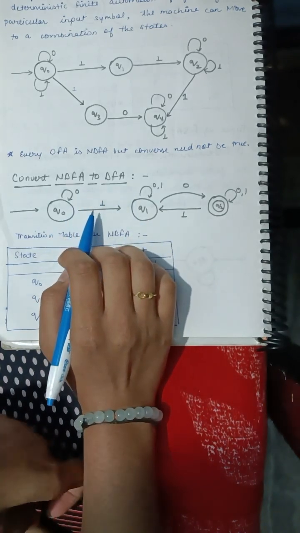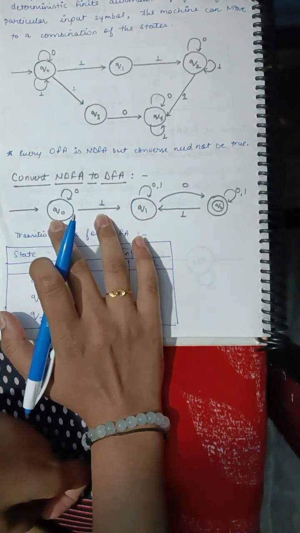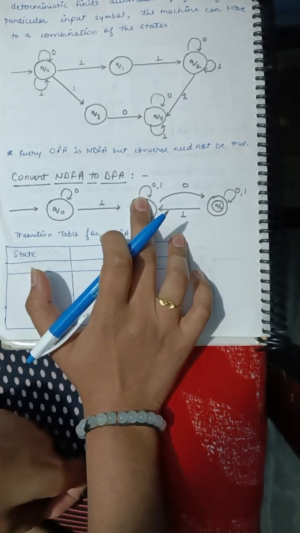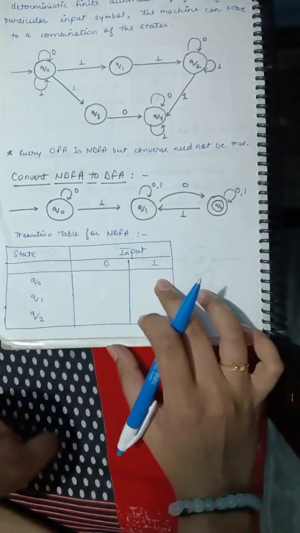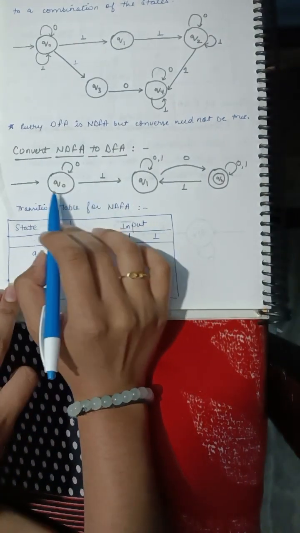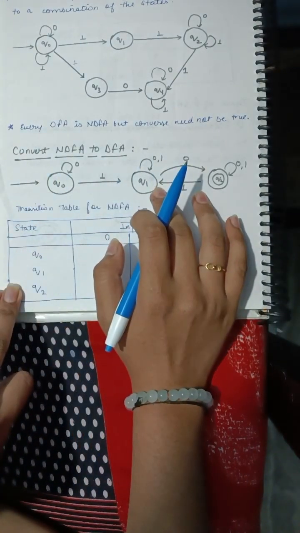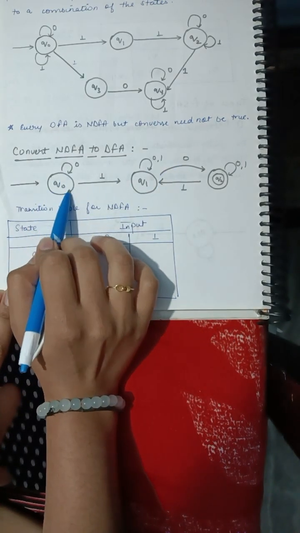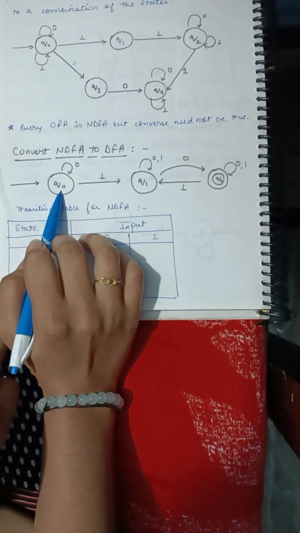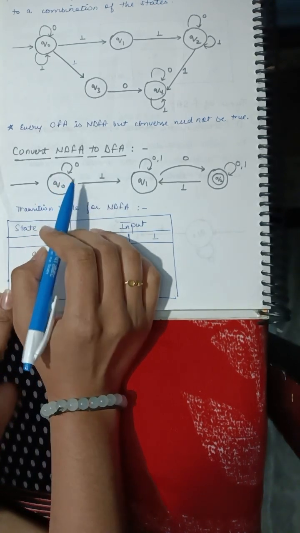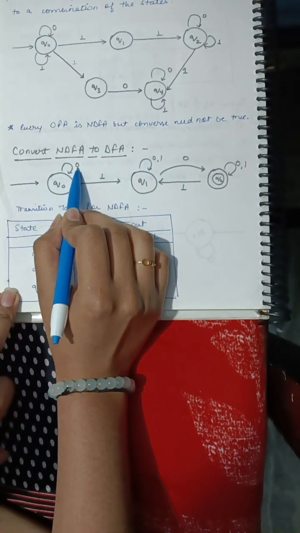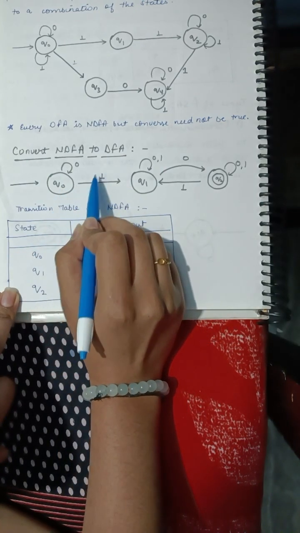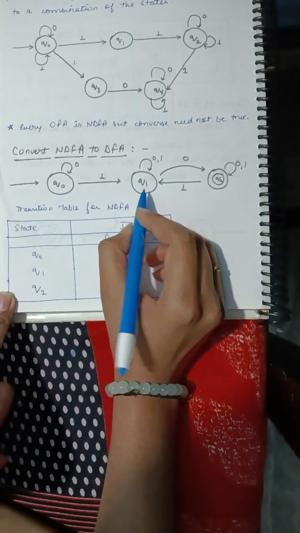Here the NDFA diagram will be given and we need to convert it into a DFA. So for this, it is given here, which represents the NDFA. Q0 is the initial state. For Q0, the value at input 0 is Q1, and at input 1 it is Q1.